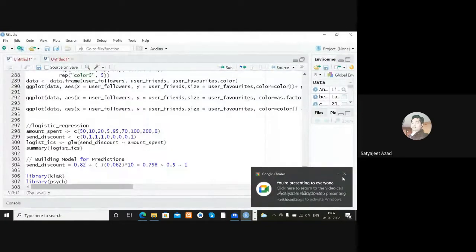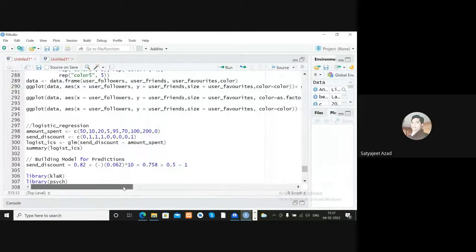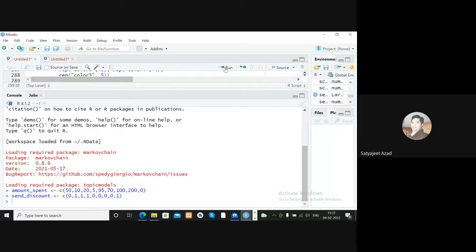If you have any question you can ask in between. Okay, so now amount spent, if you run it, you see is 50, 10, 25, 95, 70, 100, 200 and 0. This was the amount spent, and the sending discount was 0, 1, 1. There was one more field or what? One minute. Check.